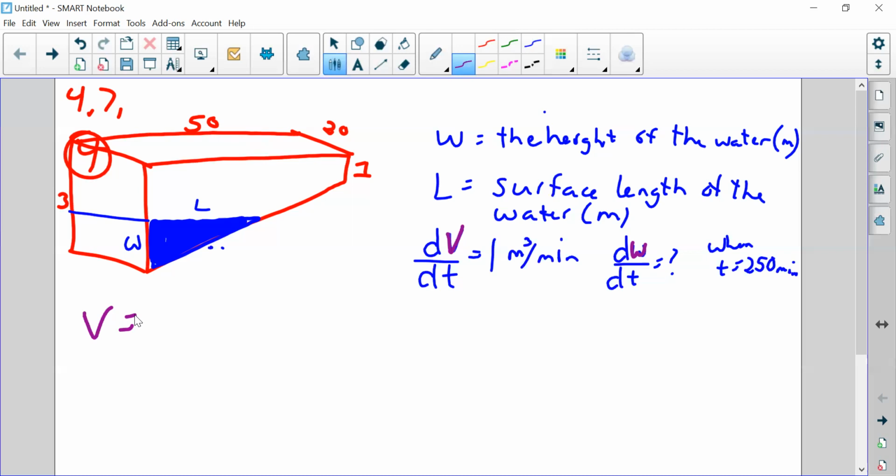So W is dealing with the water. So how can I figure out the volume of the water at any given instant? Don't use any numbers yet, any of those given numbers like 12. We don't know numbers yet. L W times the width times the angle at the bottom.